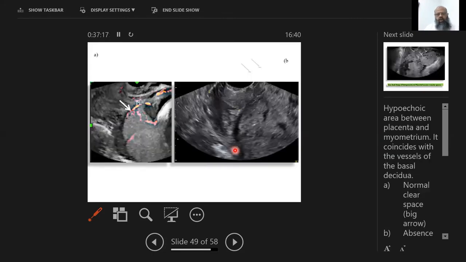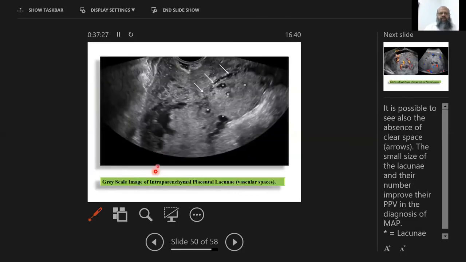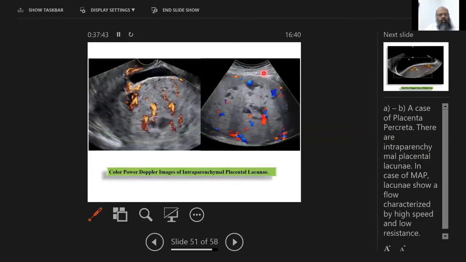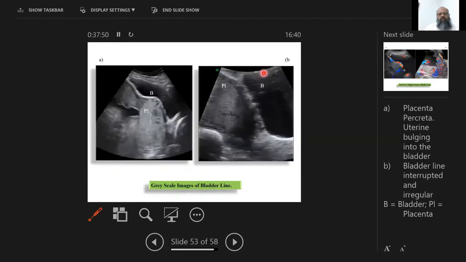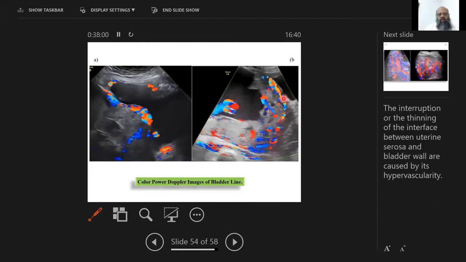It can go to the urinary bladder. You can see here the interface. This is again the percreta. The placenta has invaded the myometrium. This is the intraparenchymal placental lacunae, the vascular spaces. When we put colors, we will get the Doppler flow. These are with the color Doppler. This is with power Doppler. And you can see the urinary bladder. Placenta is invading. You can see the placenta here. And when we put colors on it, these are the colors.